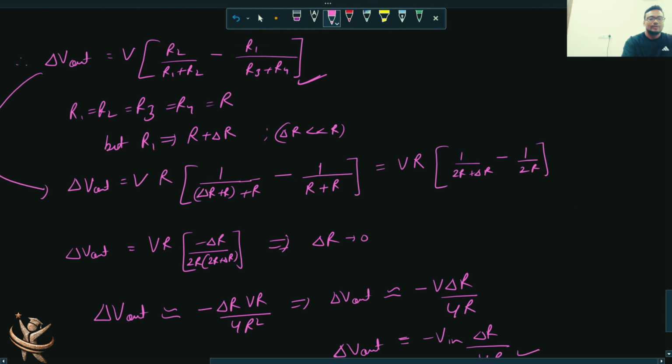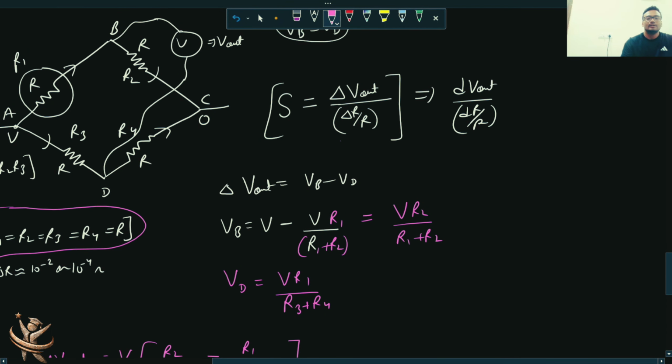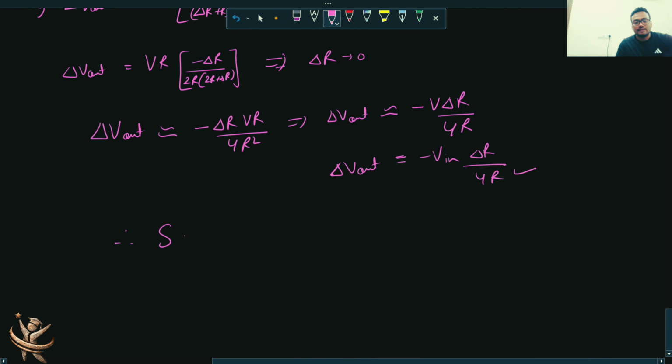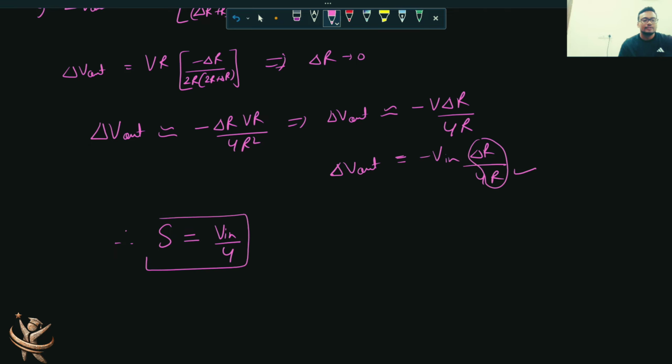Therefore, sensitivity as per the relation, what is that? Delta V out by delta R by R. So delta R by R cancelled. I'm writing just the magnitude here, it should be positive. So it is V in by 4, because this delta R by R got cancelled, right? So this is the sensitivity for the case when all the resistors are the same. Now our target is to prove that sensitivity is maximum only for this particular case, when all of them are equal.